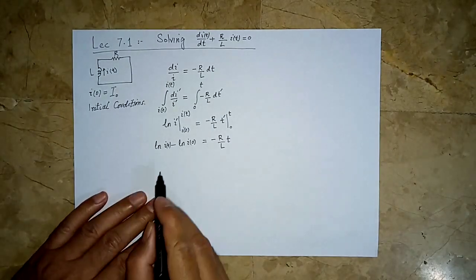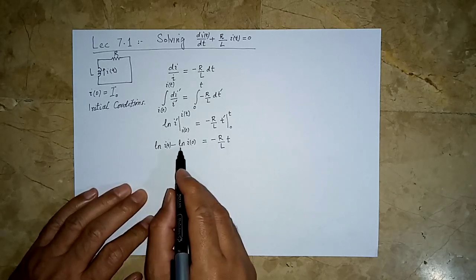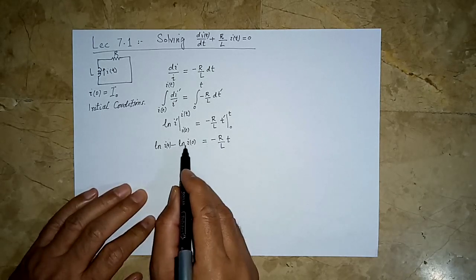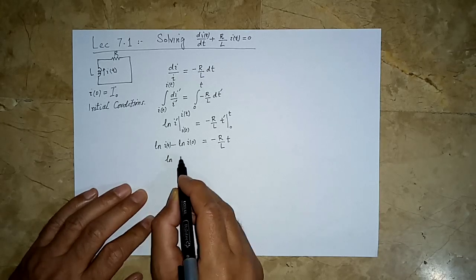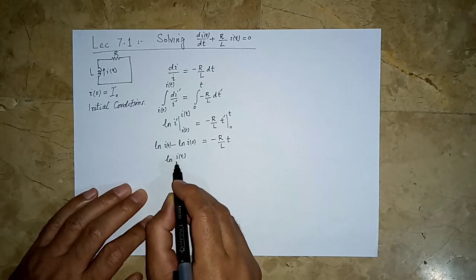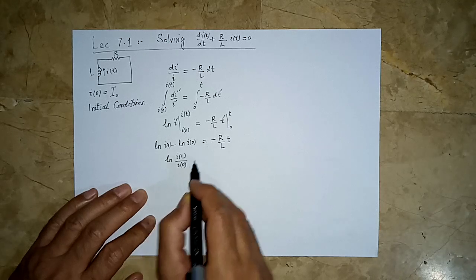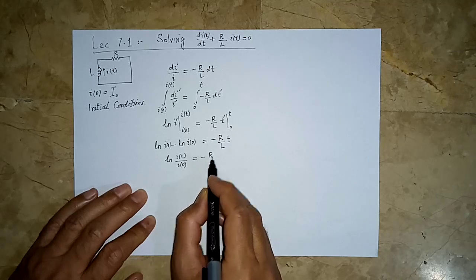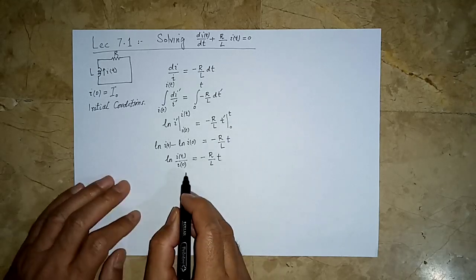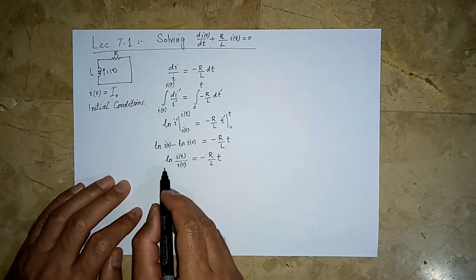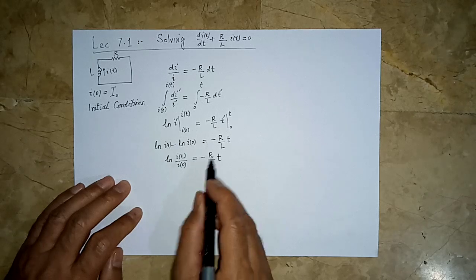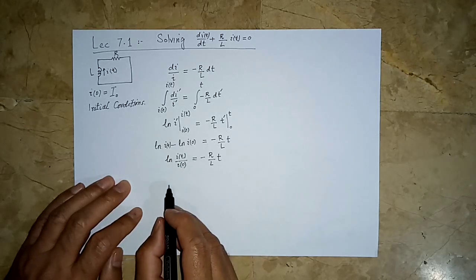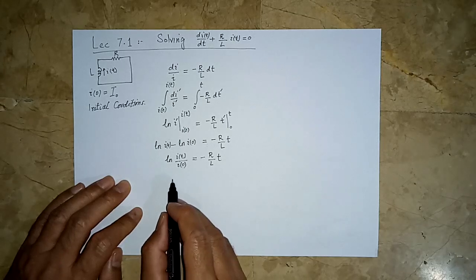We know that when we have a logarithmic value subtracting from a logarithmic value, we can write it like this: the natural log of I over I0 equal to minus r over L t. And if we take each side to be the exponent of e, so e raised to the power of this thing is equal to e raised to the power of this thing. It's not going to change because we are doing the same operation on each side.